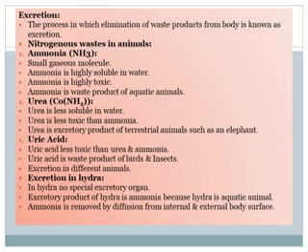Now let's start. Excretion starts from hydra, from the simplest organisms to complex. Now the excretion in hydra. In hydra, no special excretory organ is present. The excretory product of hydra is ammonia because hydra is an aquatic animal. Ammonia is removed by diffusion from the internal and external body surface.